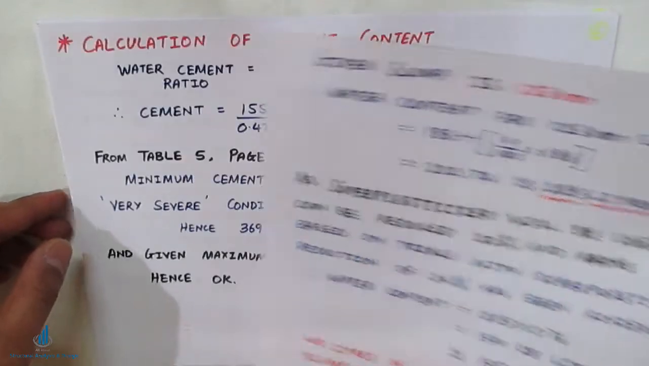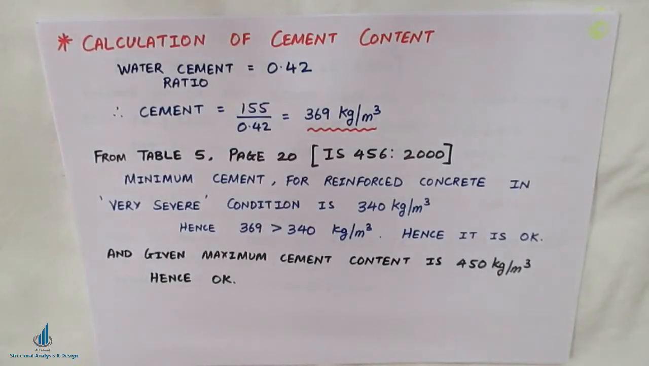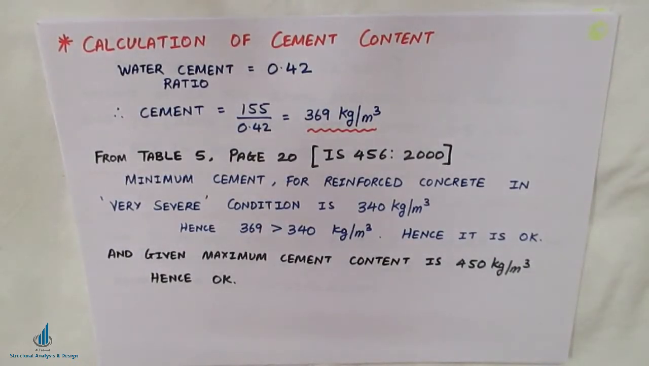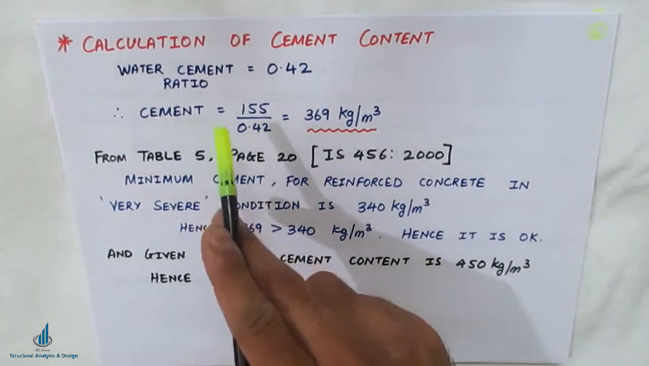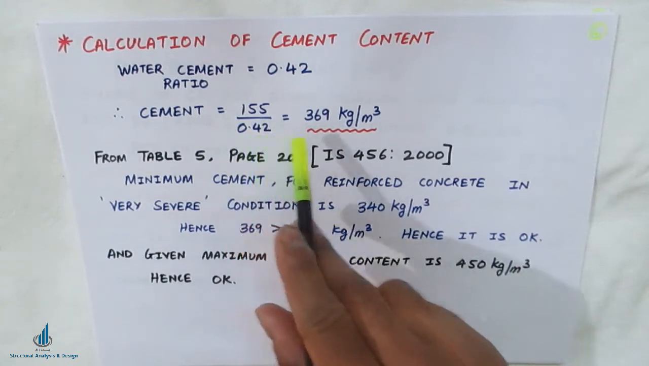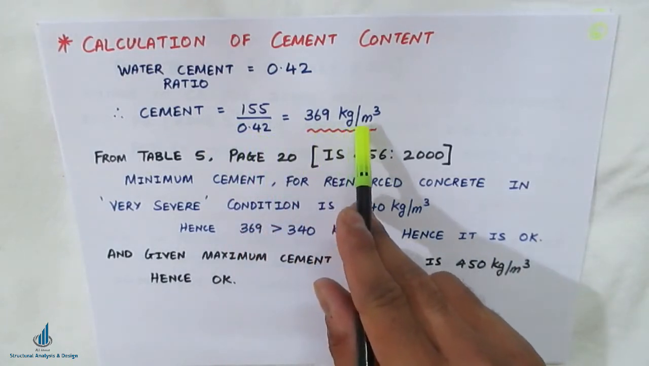So the next step is calculation of cement content. The water cement ratio is 0.42, and from this the cement content will be 155 divided by 0.42, that is 369 kg per meter cube.